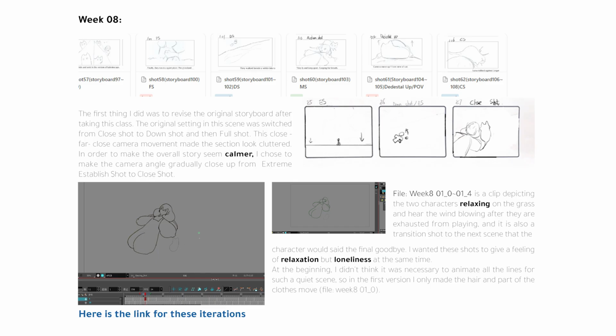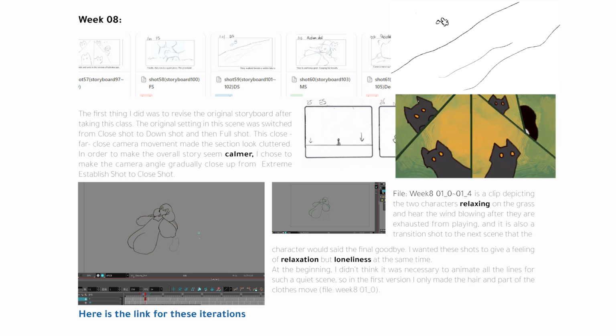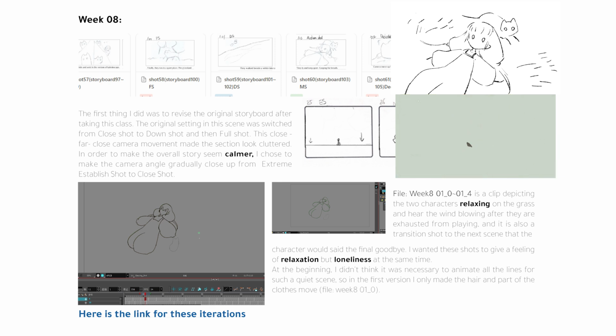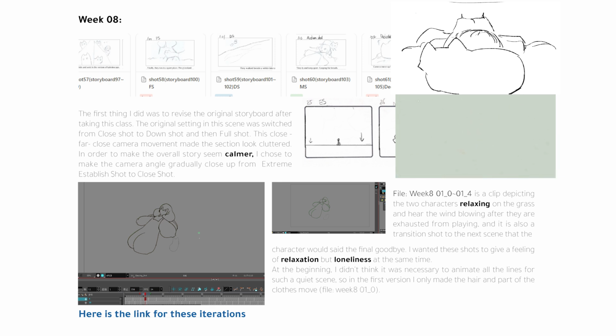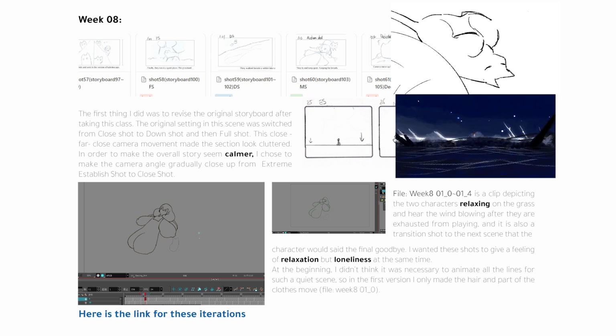Depending on the idea of stillness and pause, the first thing I did was to revise the original storyboard after taking this class. The original setting of the scenes switched from close shot to down shot and then full shot. This close, far, close camera movement makes the section look cluttered. In order to make the overall story seem calmer, I chose to make the camera angle gradually close up from an extreme establishing shot to a close shot.